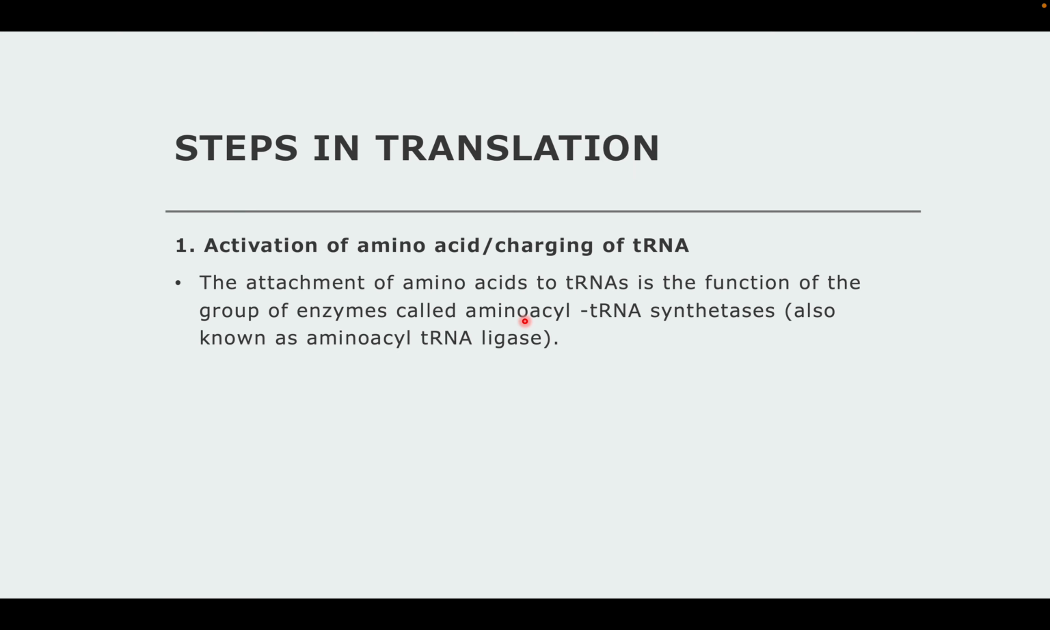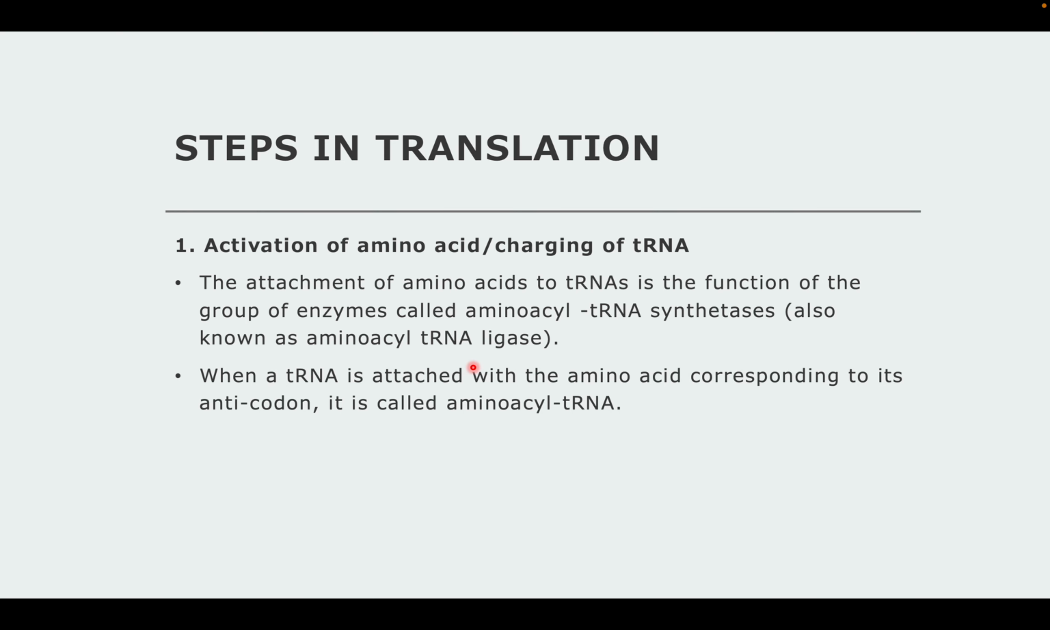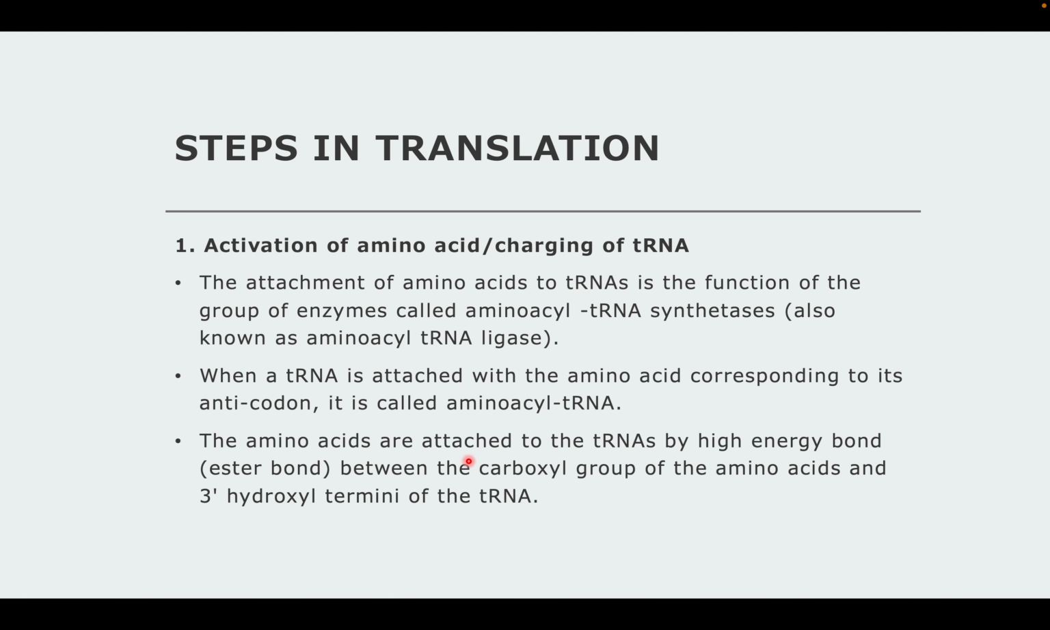So the first step is the activation of amino acids, or the charging of tRNA. What happens is that the tRNA is not bound to an amino acid in the normal state. But when the attachment of amino acids to tRNA occurs, it is done by the enzyme aminoacyl tRNA synthetase. And then the tRNA which is formed with the amino acid is called the aminoacyl tRNA. The amino acids are attached by a high energy bond between the amino acid and the tRNA.